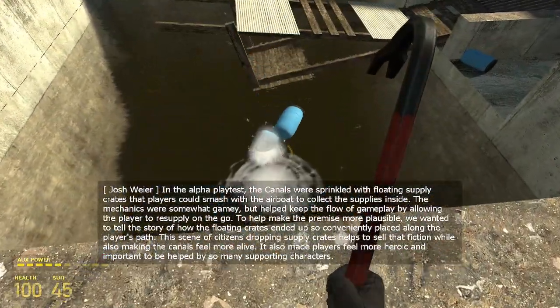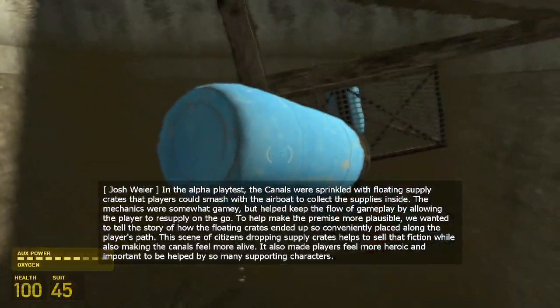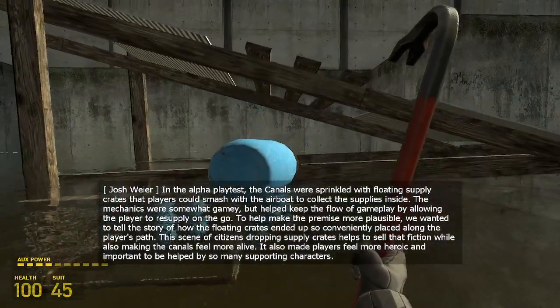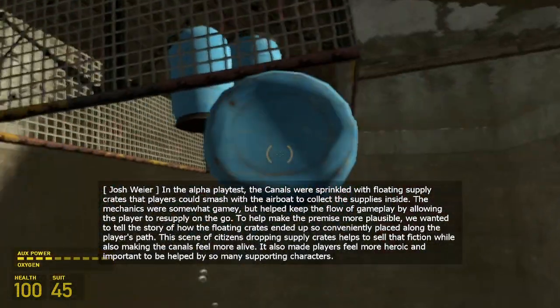This scene of the citizens dropping supply crates helps sell that fiction, while also making the canals feel more alive. It also made players feel more heroic and important to be helped by so many supporting characters.